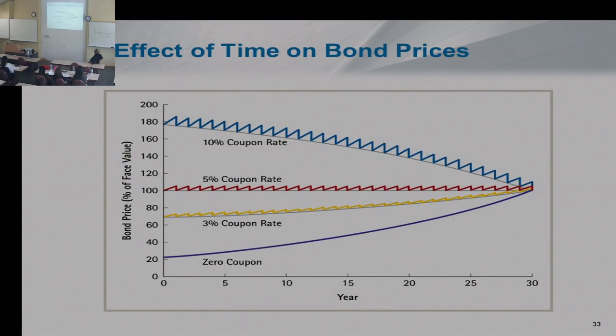That's the effect of time on bond prices if the yield doesn't change. If the yield changes, well then it could go up or down. It's still going to head towards $100 in the long run, but it could be all over the place. As yield changes, it goes up, it goes down, it goes round about, and ends up back at $100.